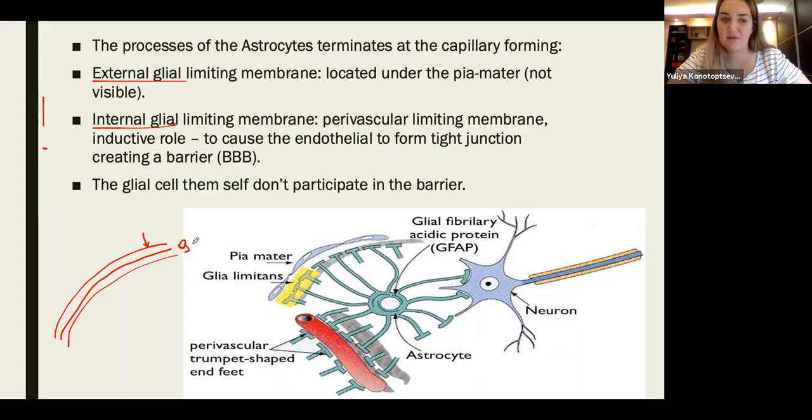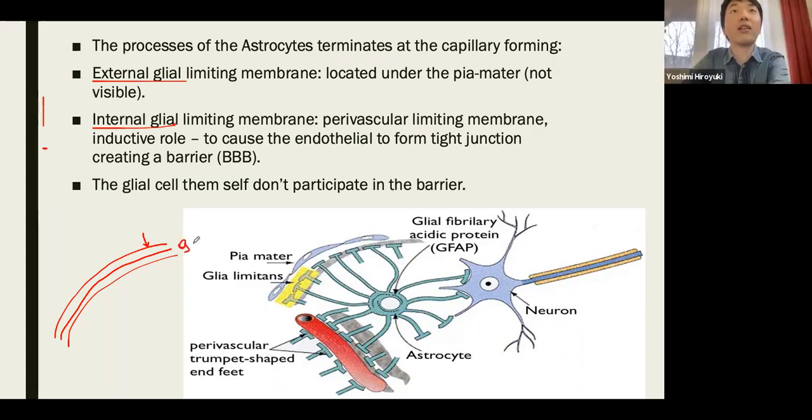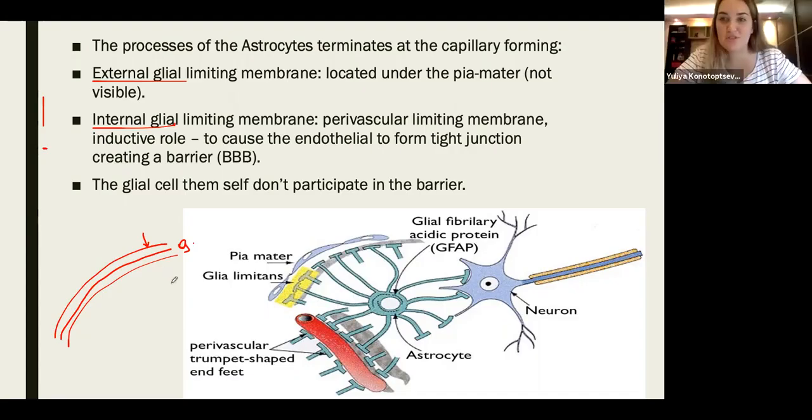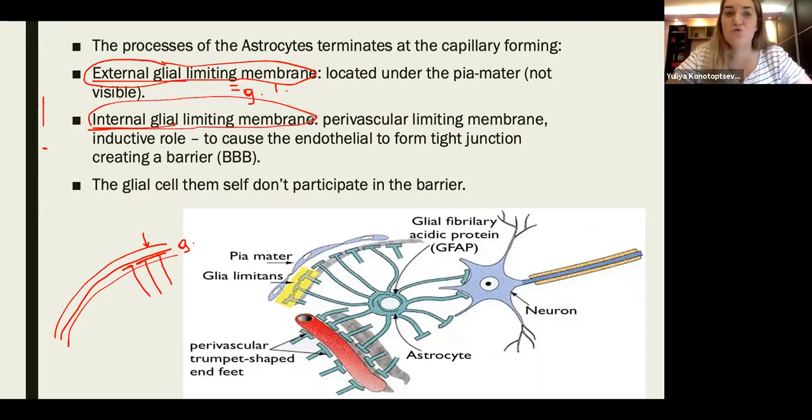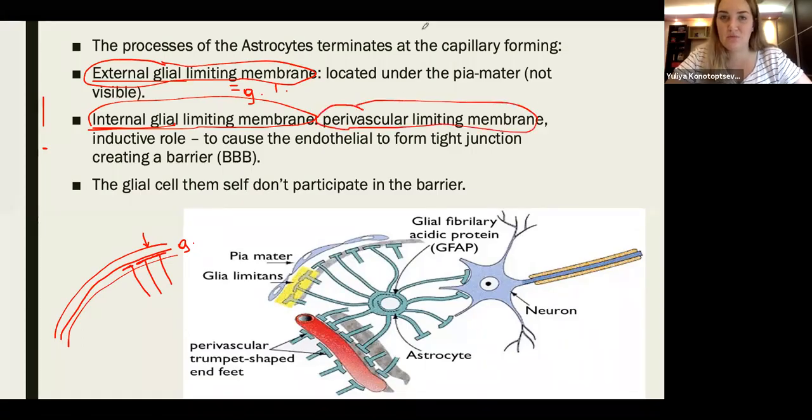Who made the glia limitans? Protoplasmic. Perfect. Foot processes of the protoplasmic astrocytes. You remember they were coming out and these foot processes were creating this glia limitans. Another name for glia limitans, it is also known as the external glial limiting membrane. Okay, so glia limitans equals the external glial limiting membrane. Internal glial limiting membrane has another name. It is also known as the perivascular limiting membrane.